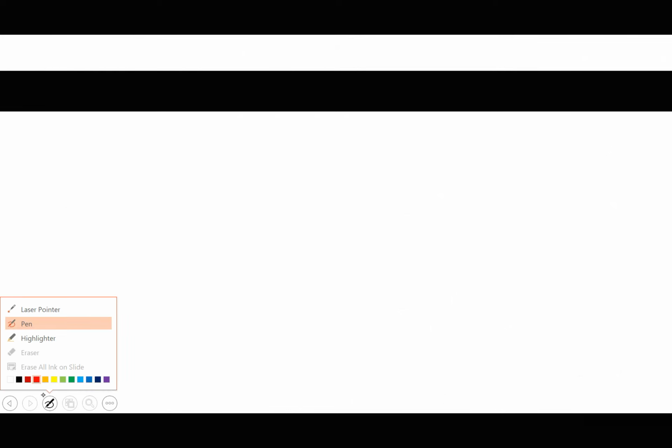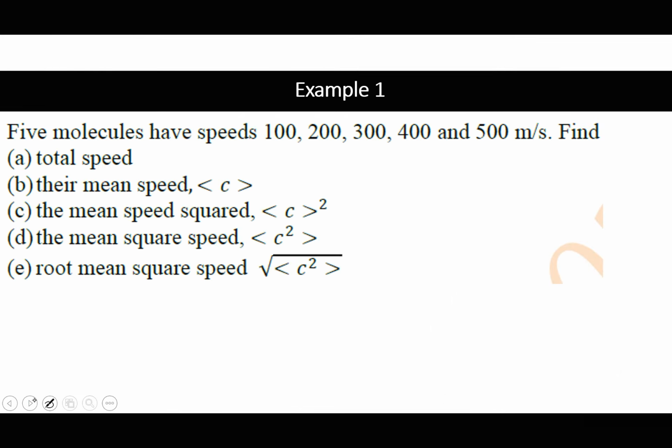Examples. Let's see examples. Example number one. This example is going to help us to understand the difference between mean square speed, mean speed squared, and root mean square speed, so that we can distinguish these three. There is what we call the mean speed, there is the mean speed squared, and the mean square speed. Those three are different. When you are able to distinguish them, then you are good enough to go.